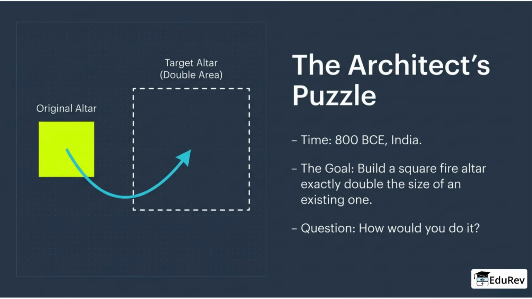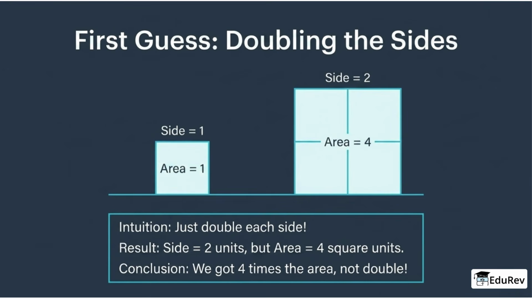If you're thinking what most people would think, your very first instinct might be to just multiply the sides by 2. Our first guess is usually based on simple intuition. Why not just double each side? But let's test that. If the original side is 1 unit, the area is 1 square unit. If we double that side to 2 units, the new area becomes 4 square units. By doubling the sides, we accidentally ended up with 4 times the area, not double. Clearly, standard arithmetic wasn't going to cut it for this construction.